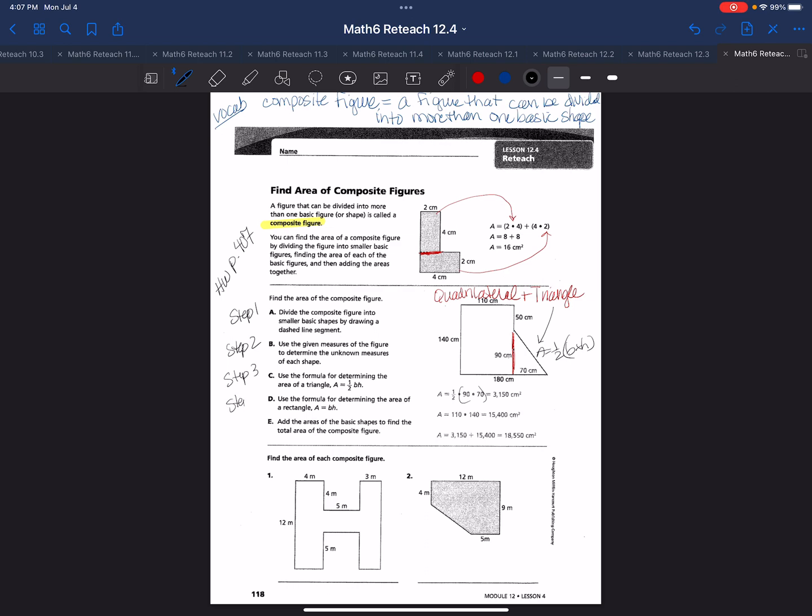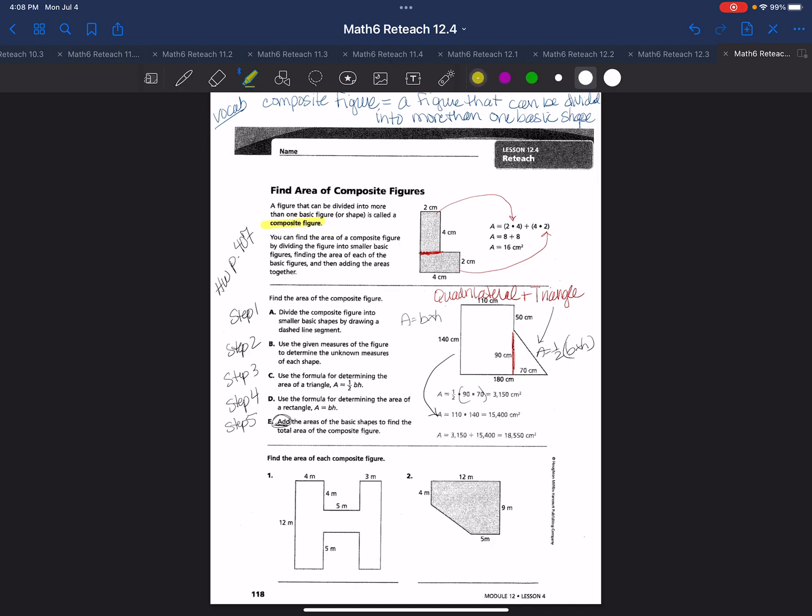Then it says on step 4, we need to find the formula for the area of the rectangle here. And so we've multiplied, area is base times height, which is 110 times 40, which is 15,400 centimeters squared. Now, always remember to go back and do step 5, which means we need to add the areas of both of these, the quadrilateral and the triangle, to get the total area. So if you add 3,150 plus 15,400, you get 18,550 centimeters squared.